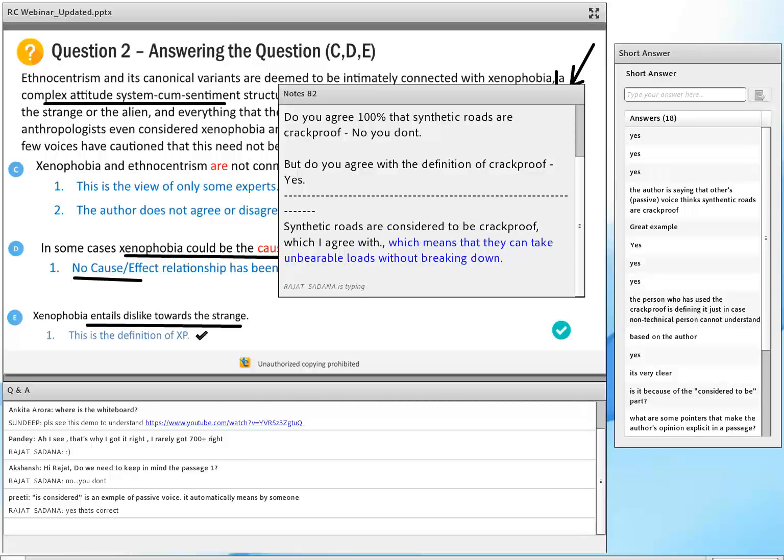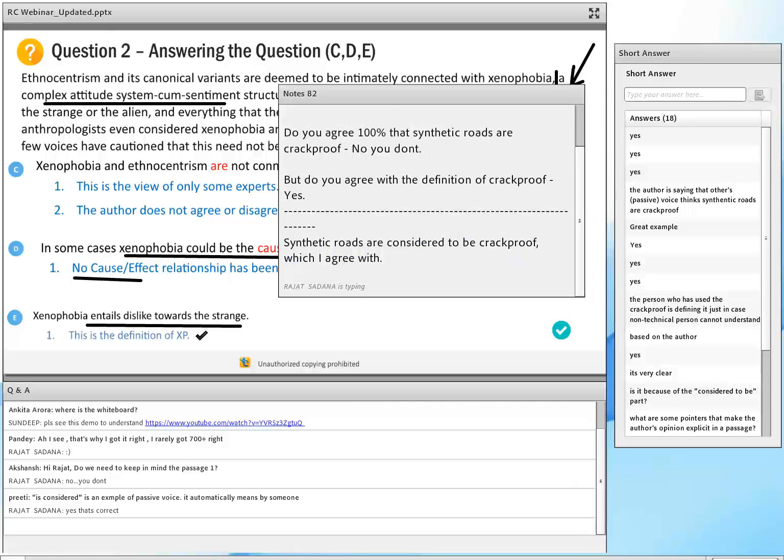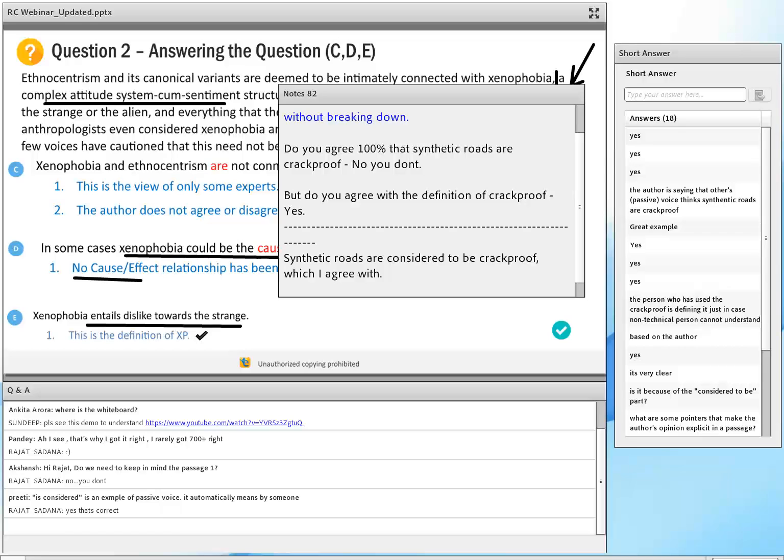Then you can infer that synthetic roads are crack proof. Why? Because the author agrees with it. Does that help you, Ashwin? Again, think about it this way.